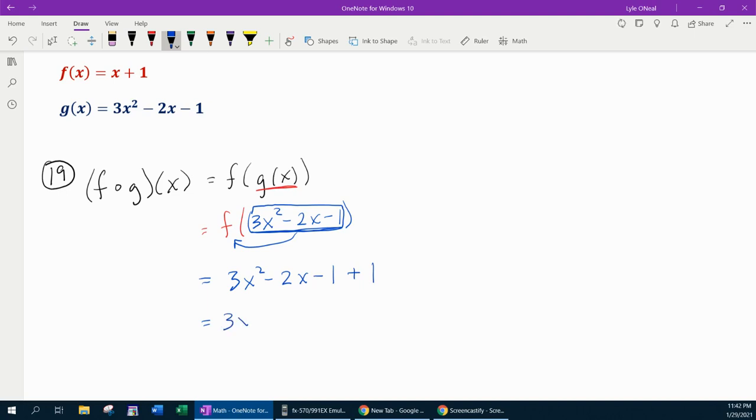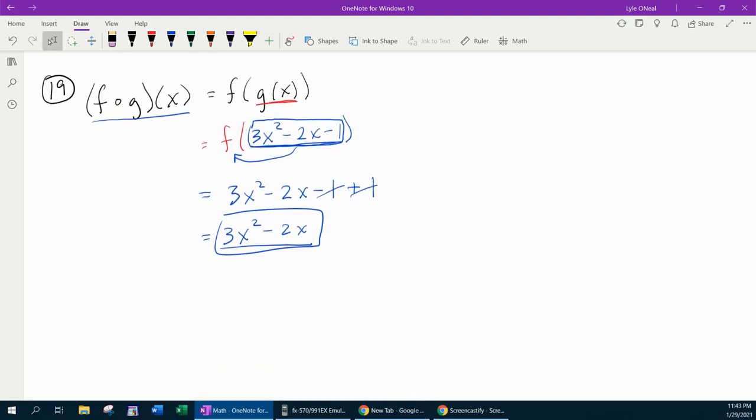So that's going to be 3x squared minus 2x. The -1 and plus 1 cancel, and we're done. So this answer is the answer for the composition f circle g of x. Also for number 19, they ask us to find the domain of the composition. They want the domain of the function.